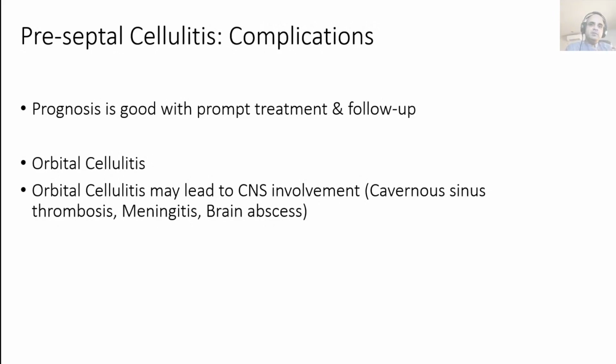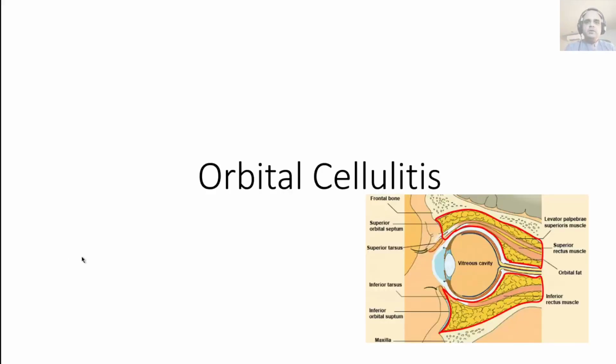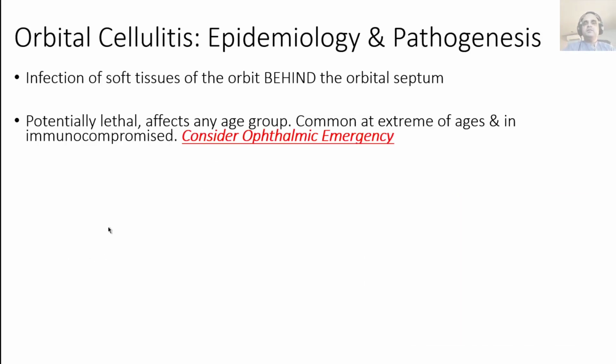It does have a chance of becoming an orbital cellulitis, and an orbital cellulitis can lead to CNS involvement, cavernous sinus thrombosis, meningitis, and brain abscesses, which can lead to, in addition to sight loss, also life loss. We will now talk about orbital cellulitis, which is inflammation of the soft tissues of the orbit behind the orbital septum. This is an ophthalmic emergency because it can cause sight as well as life loss.